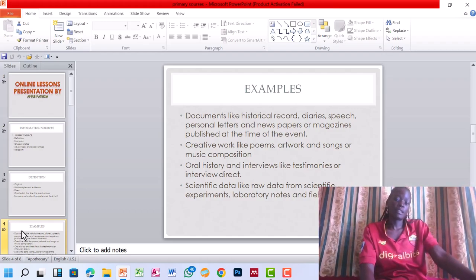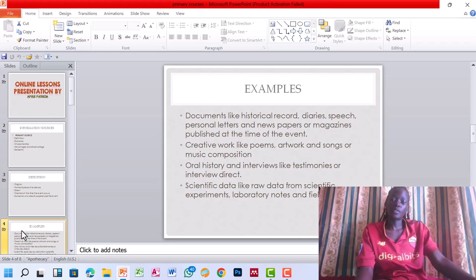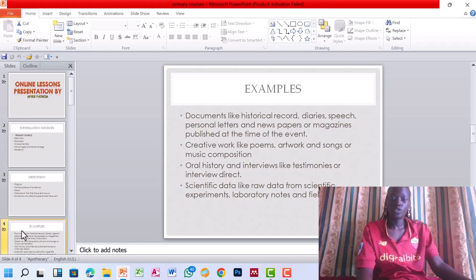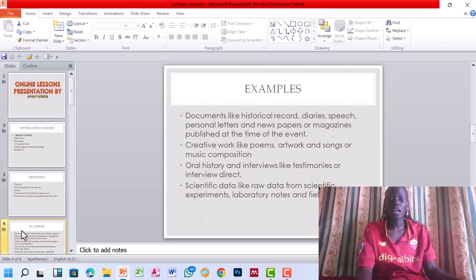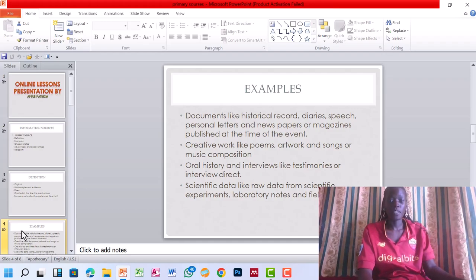Here we have documents like historical records, diaries, speeches, personal letters, and newspapers or magazines published at the time of the events. We also have creative works such as poems, artwork, and songs or music compositions. We also have oral history and interviews, like testimonies or direct interviews. We also have scientific data, like raw data from a scientific experiment, laboratory notes, and field studies.